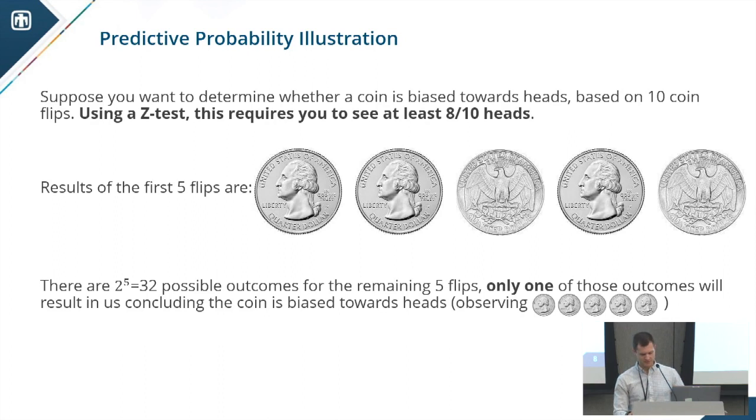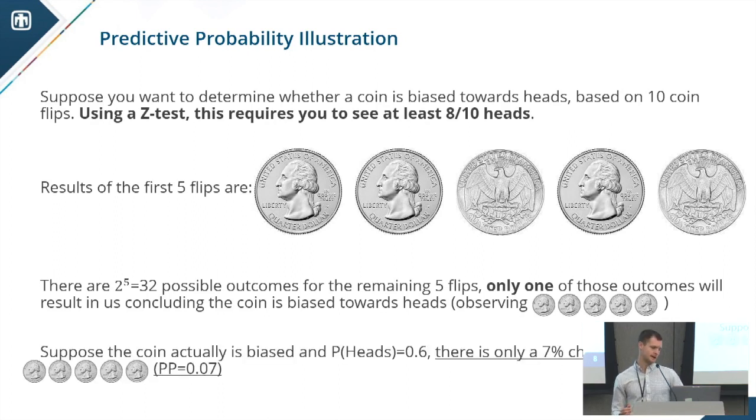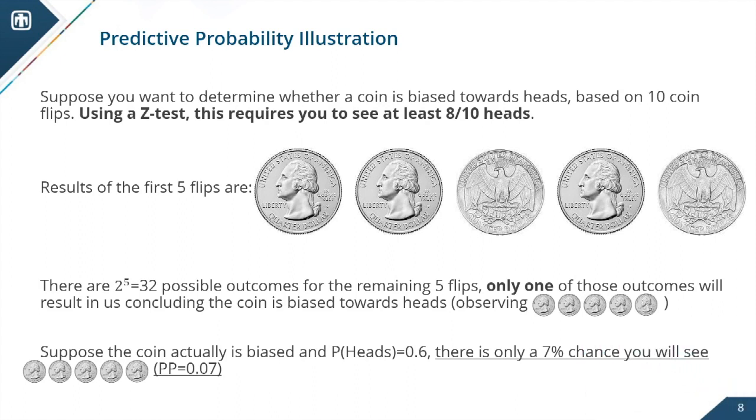Okay, so it's certainly possible. And even if you suppose that the coin actually is biased, and say there's actually a 60% chance of flipping heads, at this point, after only seeing 5 coin flips, there's only a 7% chance that you would be able to reject your null hypothesis. Okay, so there is a chance, but it's relatively small. And that chance, the 7%, that is your predictive probability. It is the probability that after seeing some of the data, you would be able to reject the null hypothesis after seeing all of your data.